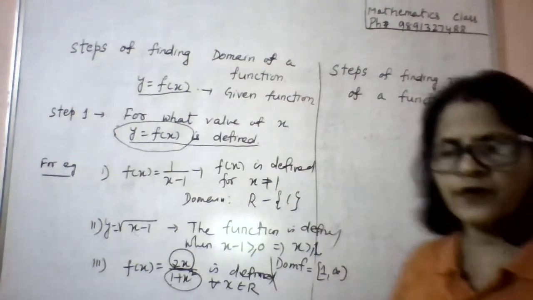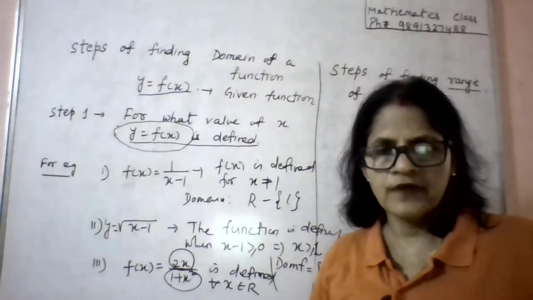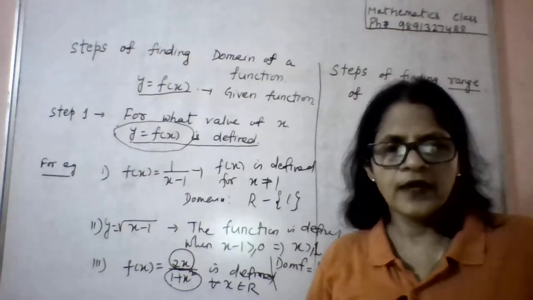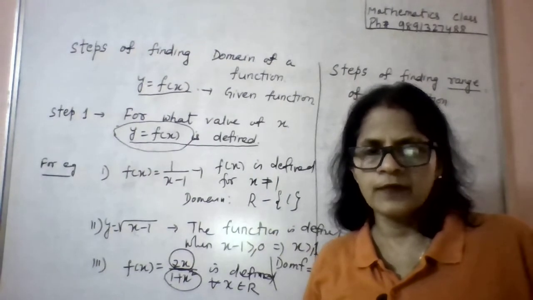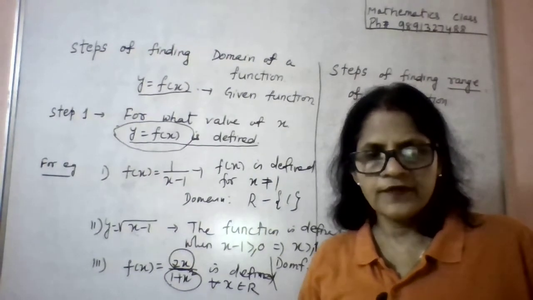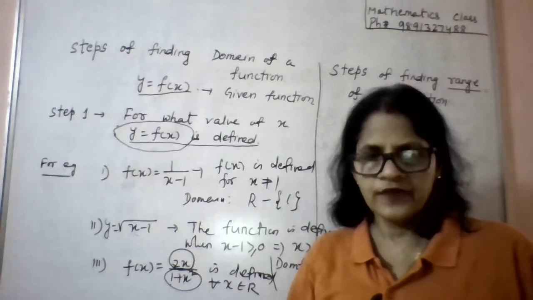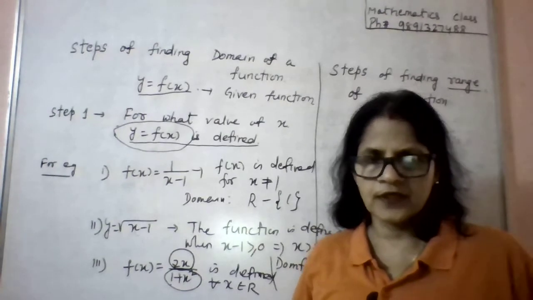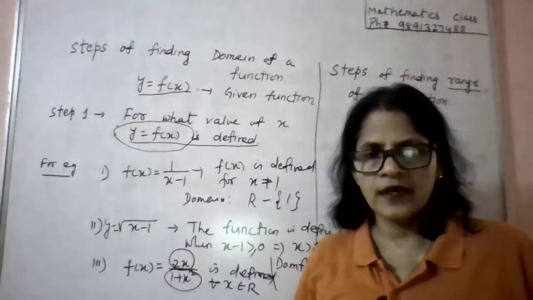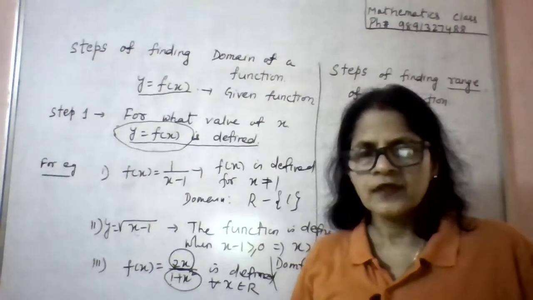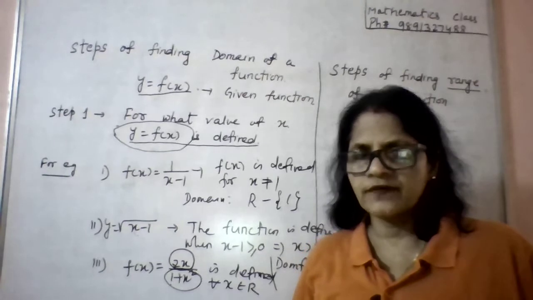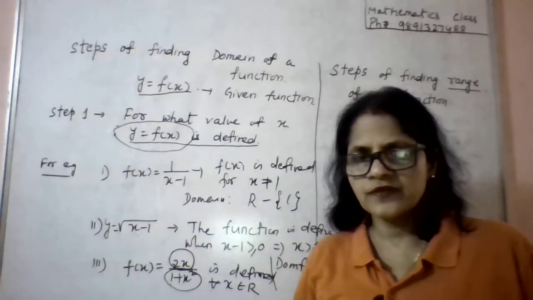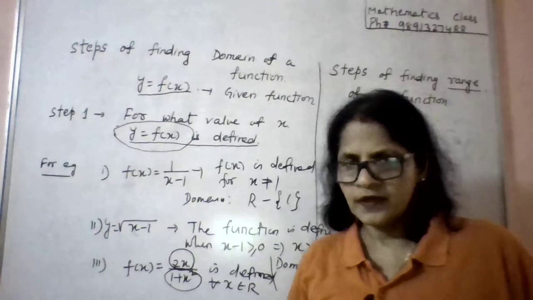So f from A to B is a function if every element x belongs to A is associated with a unique element y belongs to B, right? So every element of the domain set is associated. It means we do not take any value of x outside the domain, right? So when we say x defined, it means it should be within the domain. Clear?